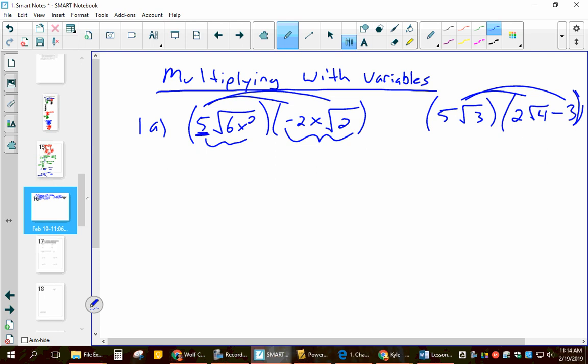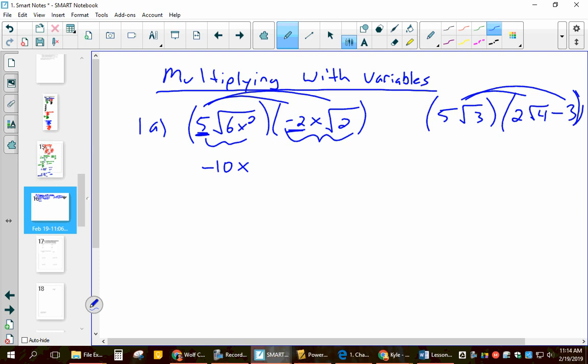So the number up front, the coefficient times the coefficient of that one. So 5 times negative 2 is negative 10. Okay, and then move on to the x part of it, right? So we've just got x and there's nothing up front there, right? So that's just an x.